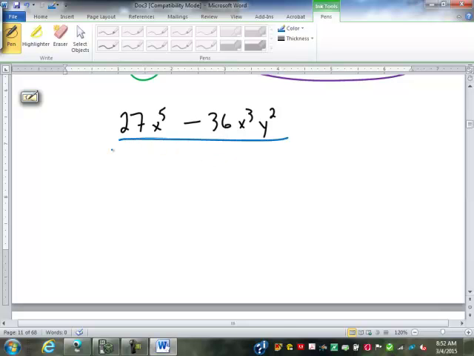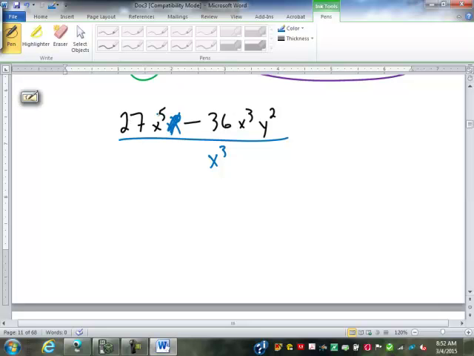Which one's smaller? Well, I'd say x to the fifth. Which one's smaller? Okay, x to the third and y to the second. Which one's smaller? This is y to the what power? 0, right? 0 is smaller than 2, so there's no y in the common factor. The variable has to appear in every term. If it does not, it's not part of the common factor. Okay, so x to the third.